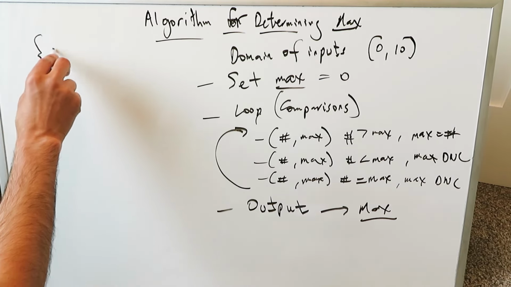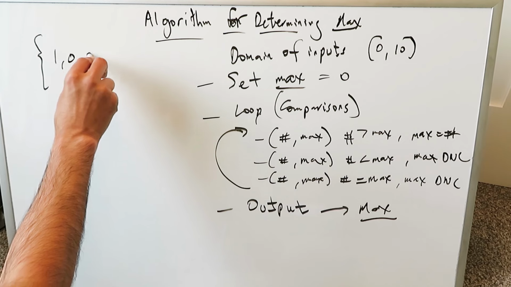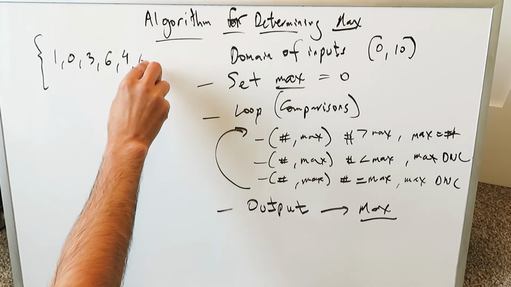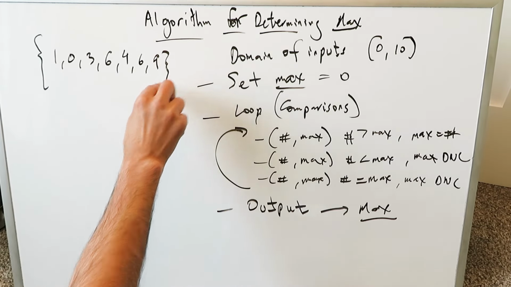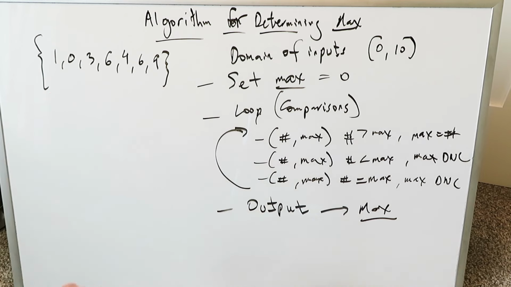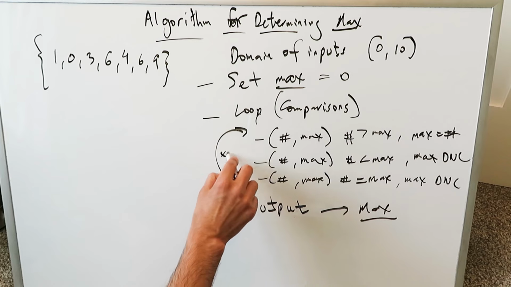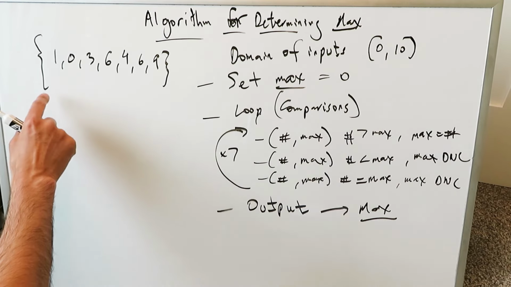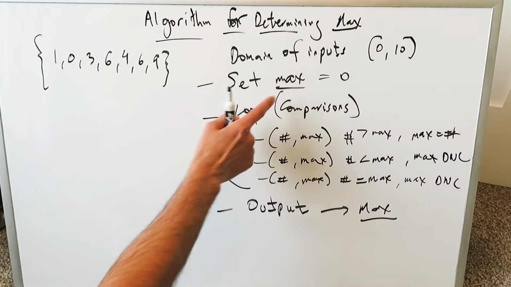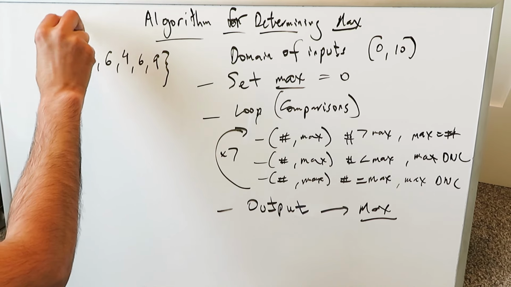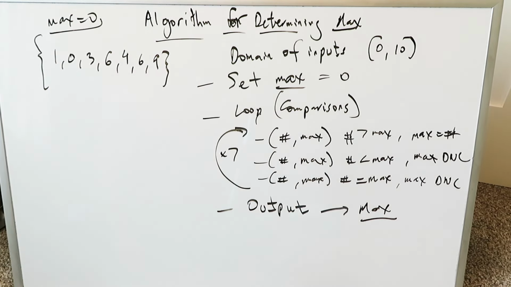Imagine you have a list of numbers which are this: 1, 0, 3, 6, 4, 6, and 9. You have 1, 2, 3, 4, 5, 6, 7 numbers, therefore everything will loop through 7 times. This loop right here will go through 7 times. Obviously at the very beginning you're setting your maximum, which is 0. Your max equals 0. That's being determined by the program. It is being set because our program is only looking here from 0 to 10.